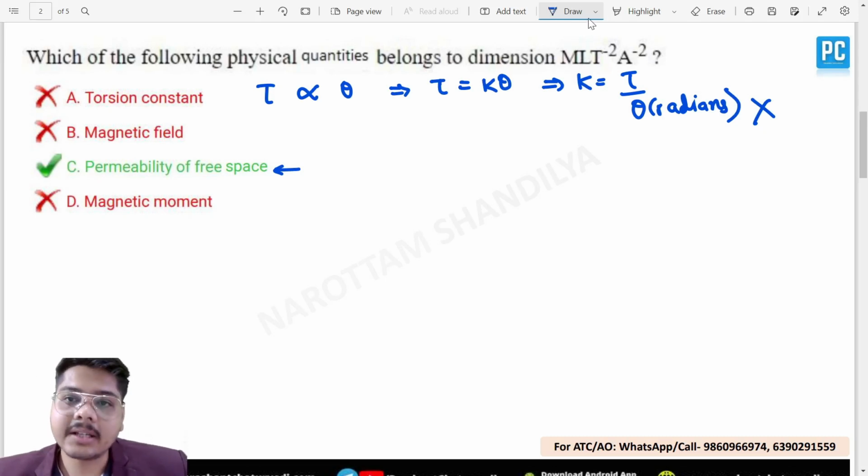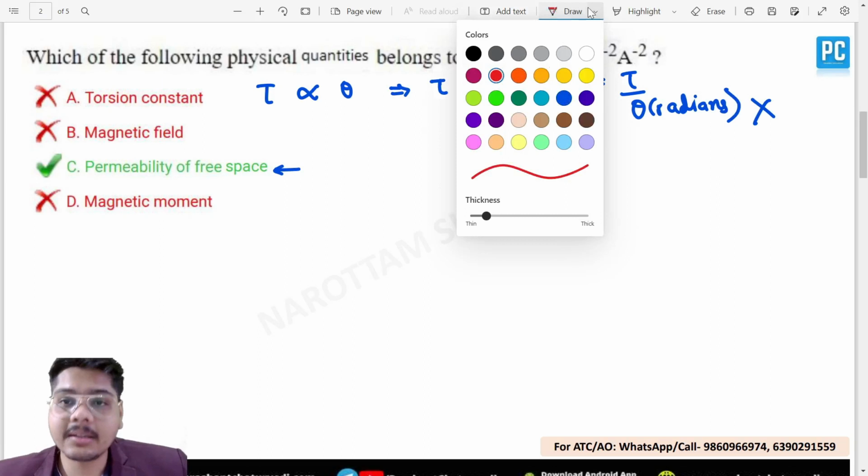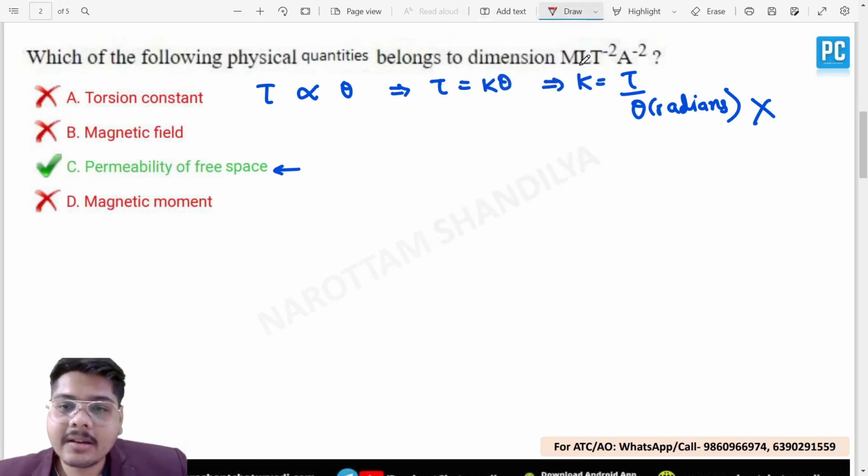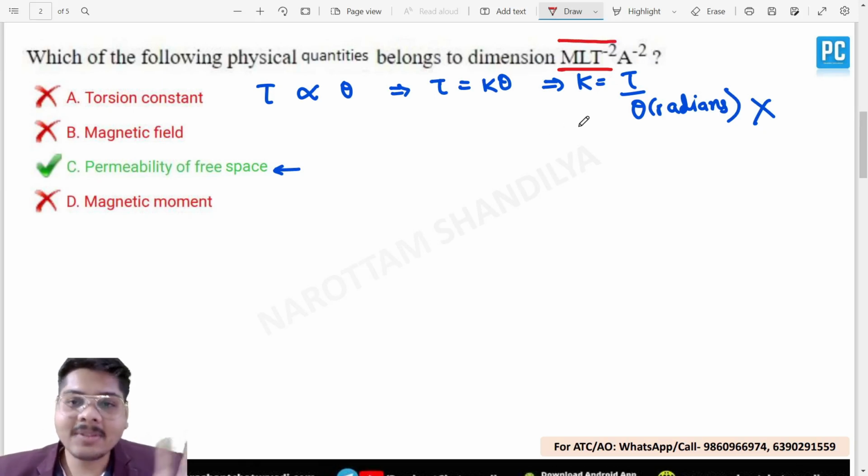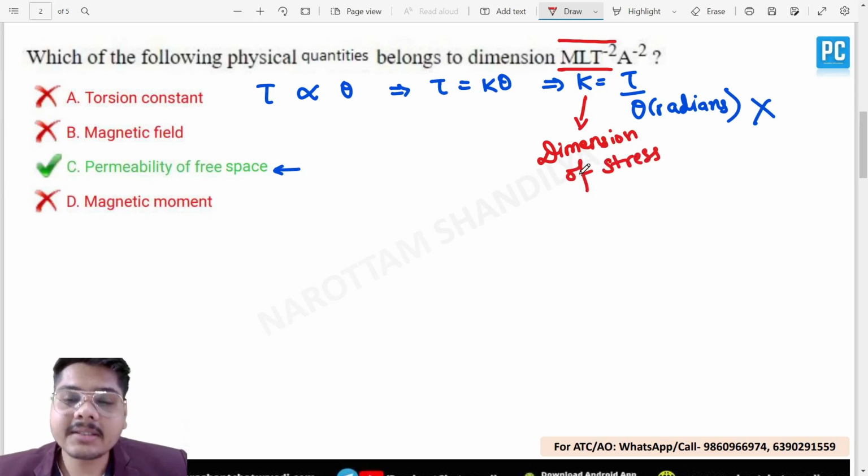You can directly calculate. And here students used to make the mistake. Because in the question this is given as MLT minus 2, which is actually the unit of force, and this is A minus 2. So I'm simply interpreting it, it simply has the dimension of stress, nothing else. For stress, it is simply force upon area.